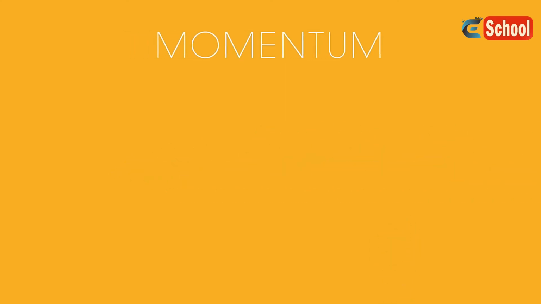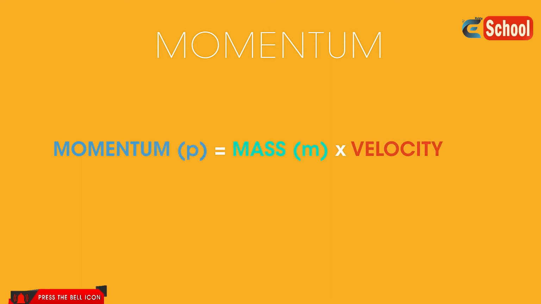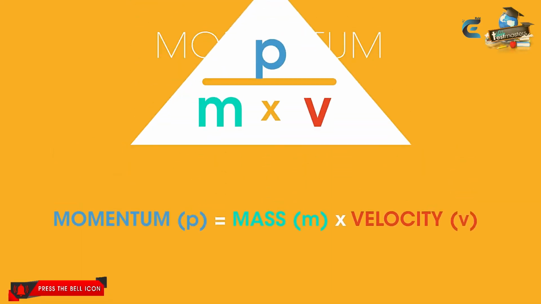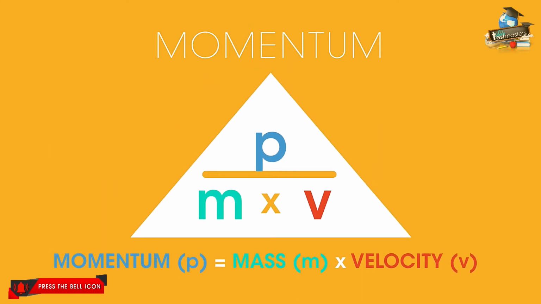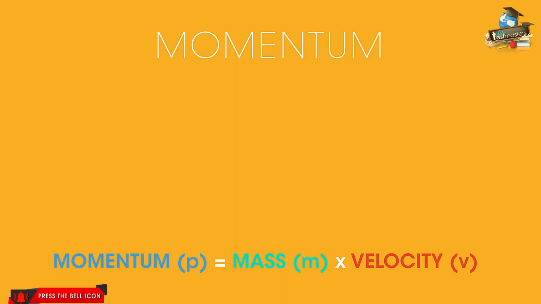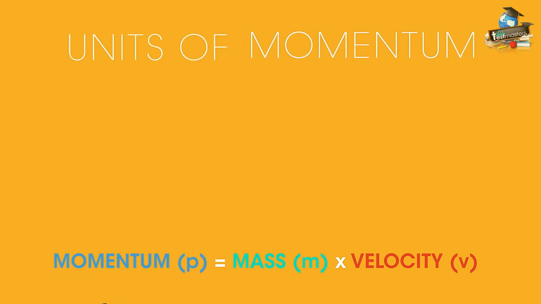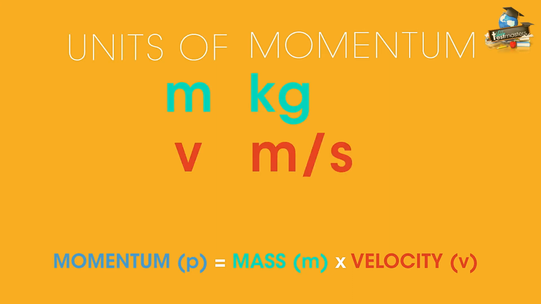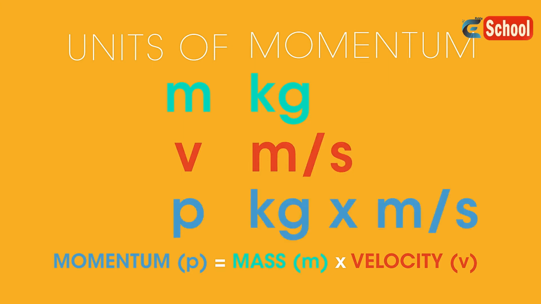We calculate momentum using this equation. Momentum p equals mass m times velocity v. This can also be displayed in a formula triangle like this. So mass equals momentum over velocity, and velocity equals momentum over mass. So what are the units of momentum? Mass is measured in kilograms, and velocity in meters per second. So momentum equals kilograms times meters per second.